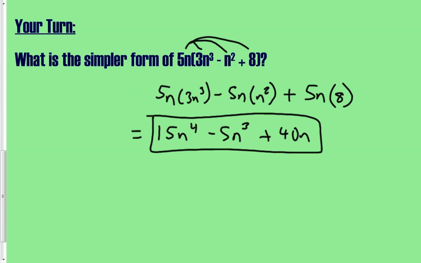All right, so when you distribute that 5n to all the parts, you end up getting this result. Just as a reminder, when you have a 5n in front, that's like 5n to the first power. So you can put a 1 here so that when you're multiplying the exponents with the same bases, you know to add those exponents. So you get 15n to the fourth power minus 5n to the third power plus 40n.